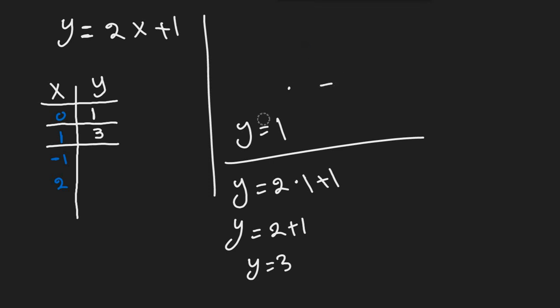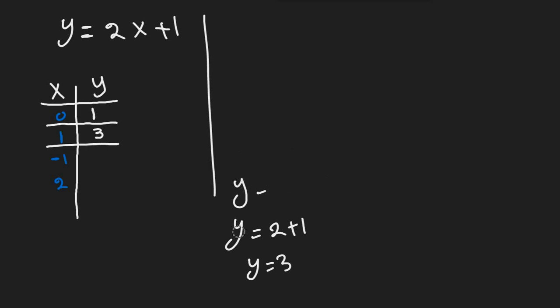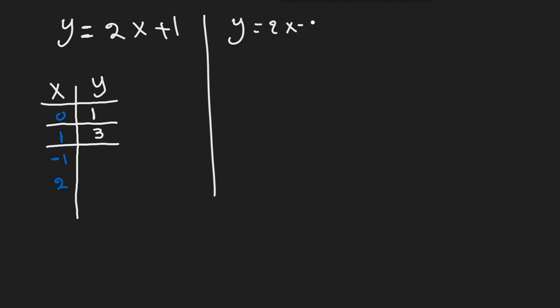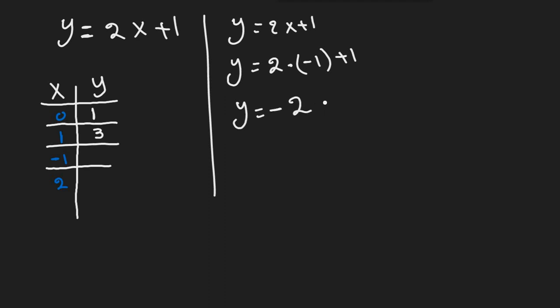Let me erase this one. For x, y equal to 2x plus 1. If x is minus 1, I will write y equal to 2 multiplied by minus 1 plus 1. Then y is equal to 2 times minus 1, it's minus 2 plus 1. Y equal to minus 1. Minus 2 plus 1, it's minus 1. Y also became minus 1.